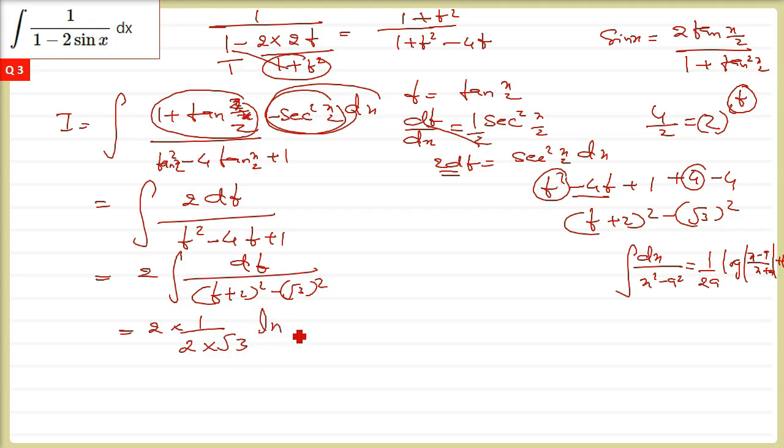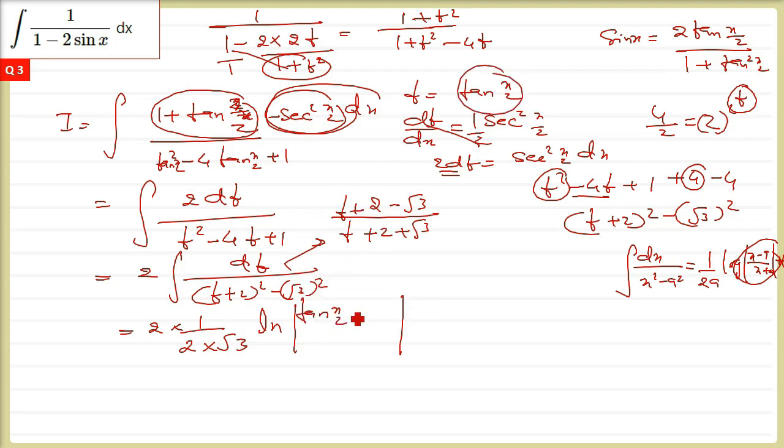2 root 3 ln, and then you have the modulus sign, and you can write this as x minus a by x plus a. So I'm writing it as t minus 2 minus root 3 and t minus 2 plus root 3. So t minus 2 minus root 3. It's not t plus 2. Please remember, I'm just going to change it. Whatever I'm saying is the correct thing. So now let us write it as tan x by 2 minus 2 minus root 3 and tan x by 2 minus 2 plus root 3 plus constant of integration. Okay, 2 gets cancelled, you get 1 by root 3.